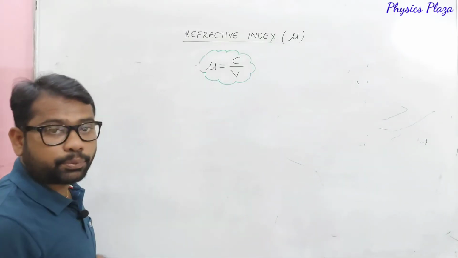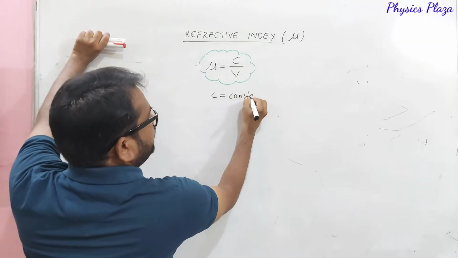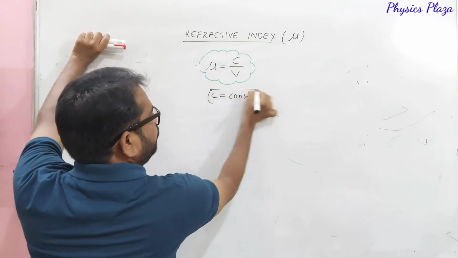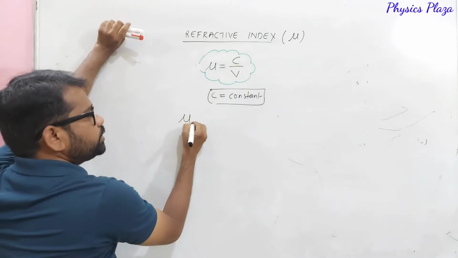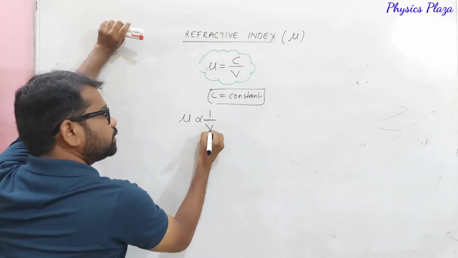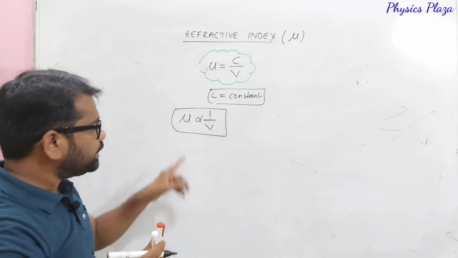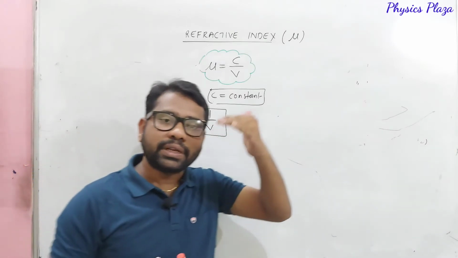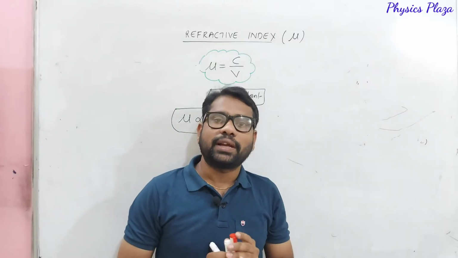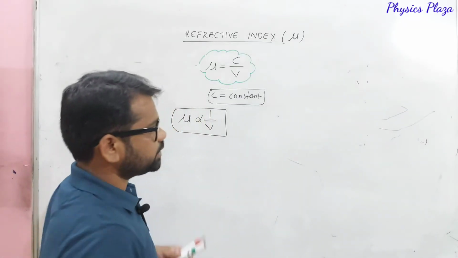And actually here, one more very important thing. C is a constant. The speed of light in a vacuum or air is always constant. So as C is a constant, children, mu is inversely proportional to V. That is, the refractive index of the medium is inversely proportional to V. Which means the more the refractive index, the less the speed of light. The less the speed of light, the more the refractive index.